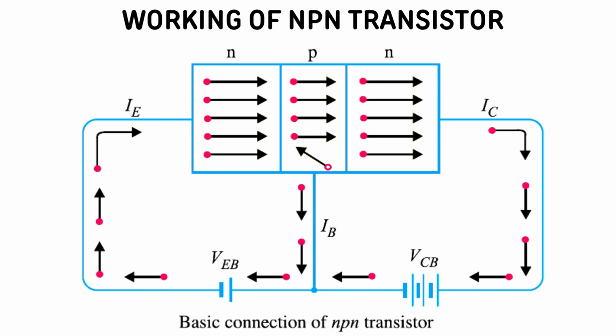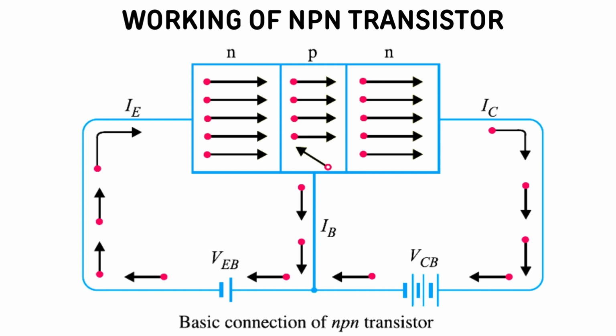Now, the N-type emitter is connected to the negative terminal and the P-type base is connected to the positive terminal, which gives a voltage VEB. Due to that VEB, the negative terminal repels the electrons in the n-type material, which causes the flow of electrons from n-type material to p-type material.